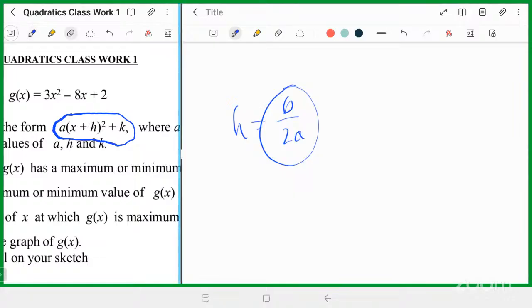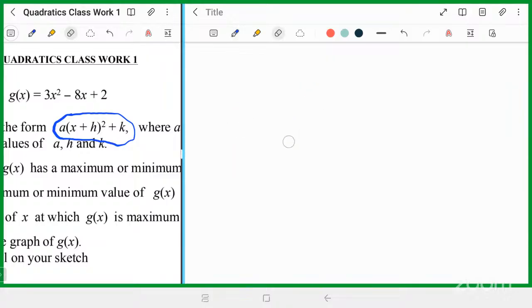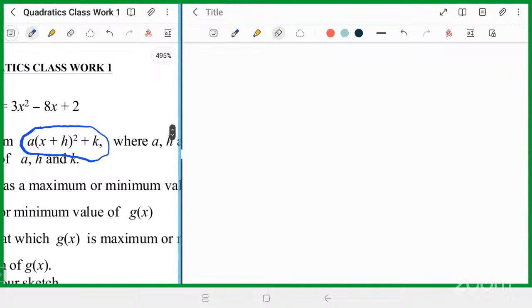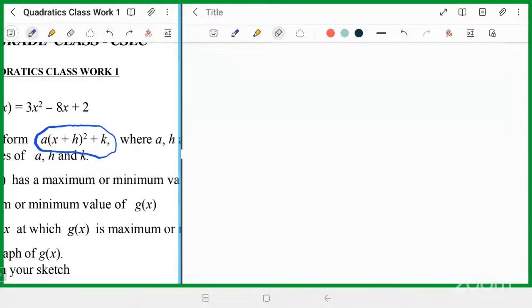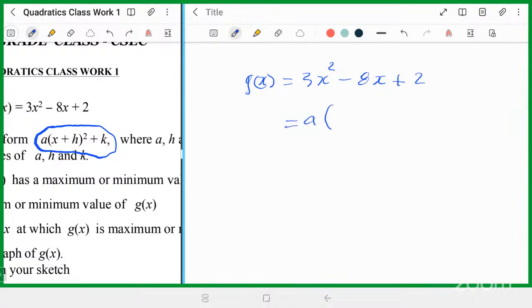So because CXC changes how they express that thing from time to time, what we have done is said, okay, instead of using h and k, instead of using this expression, we're using xt and yt. So I've written that expression in this way. They give us g of x equals 3x squared minus 8x plus 2. And I'm saying instead of using the h and the k, we're going to write it as a bracket x, note I'm putting a minus xt, squared, plus yt. And what's the significance of this?